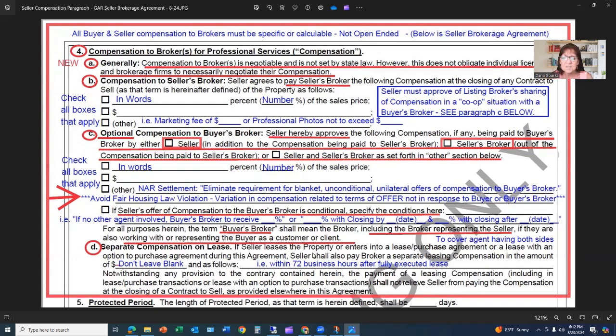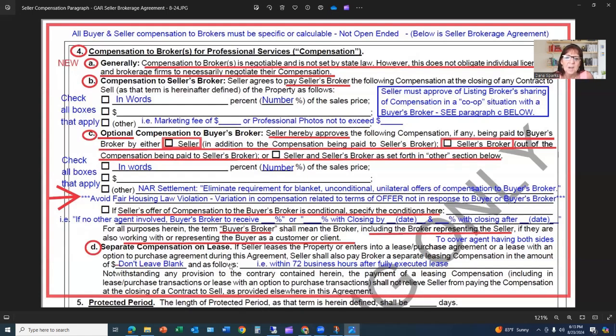And it says, if seller leases the property or enters into a lease purchase agreement or a lease with an option to purchase, seller shall also pay broker a separate leasing commission in the amount of $, fill in the blank, don't leave it blank, and as follows. This is the terms, and I get a lot of questions on this. So I put, for example, within 72 business hours after fully executed lease, or within a certain amount of time after tenant takes possession, or something along those lines.